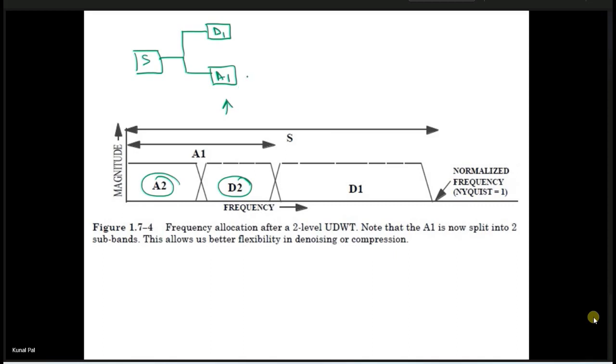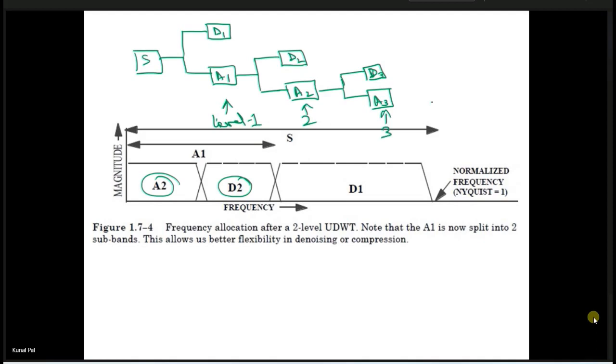So in the next level, what will I do? Again, I will apply a set of high pass and low pass filter. I will be getting A2, D2. Then again I will apply another set, A3, D3. So this is level 1 decomposition. Up to this, it is level 2 decomposition, and up to 3, it is level 3 decomposition. And you can go on up to whatever level you want to decompose. Okay.